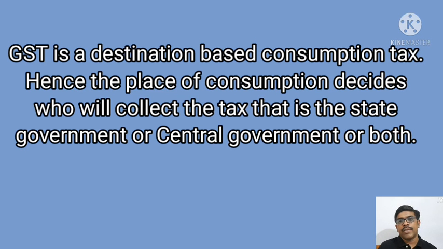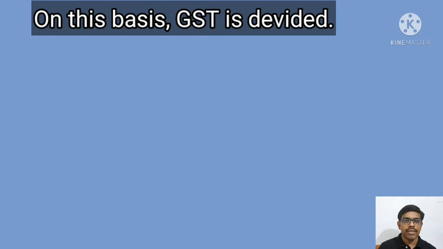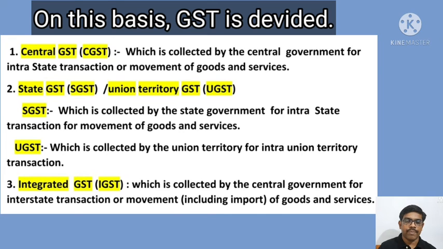GST is a destination based consumption tax. Consumption decides who will collect the tax, that is the state government or central government or union territory or both. On this basis, GST is divided into three parts. First one is central GST or CGST. CGST is collected by the central government for intrastate transaction or movement of goods and services. Second one is SGST or UGST.